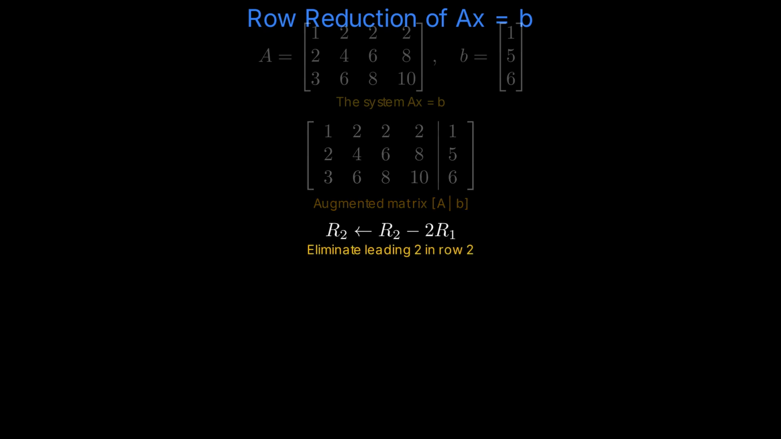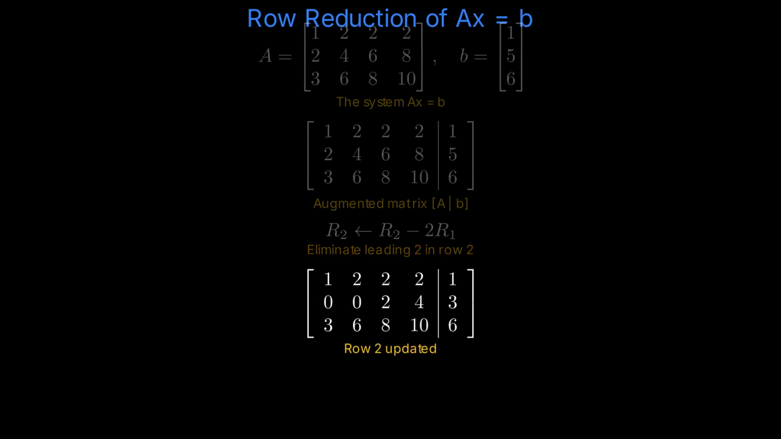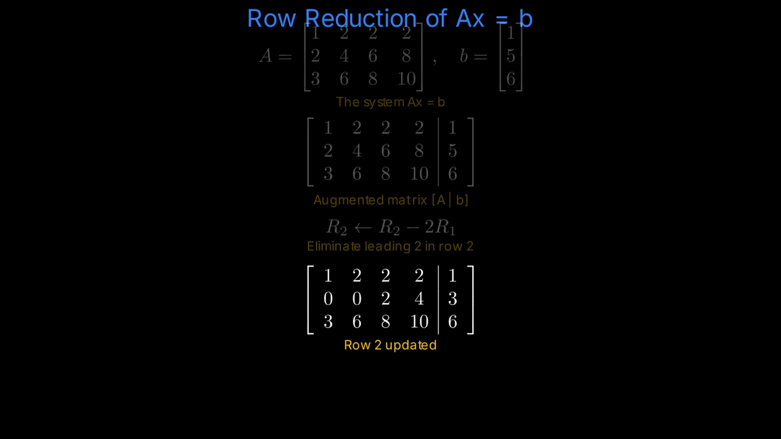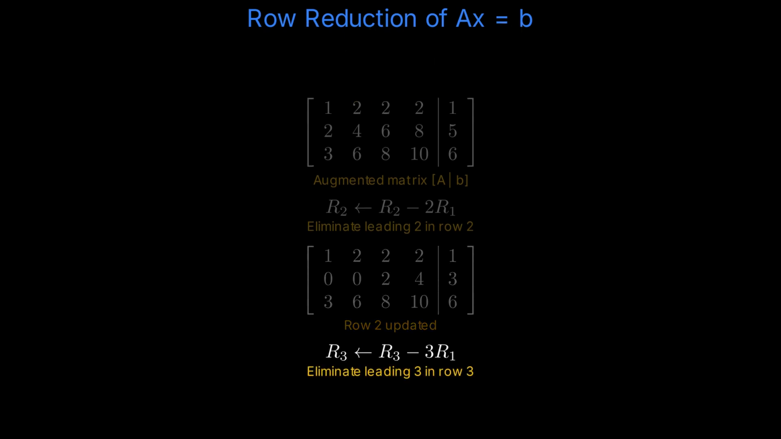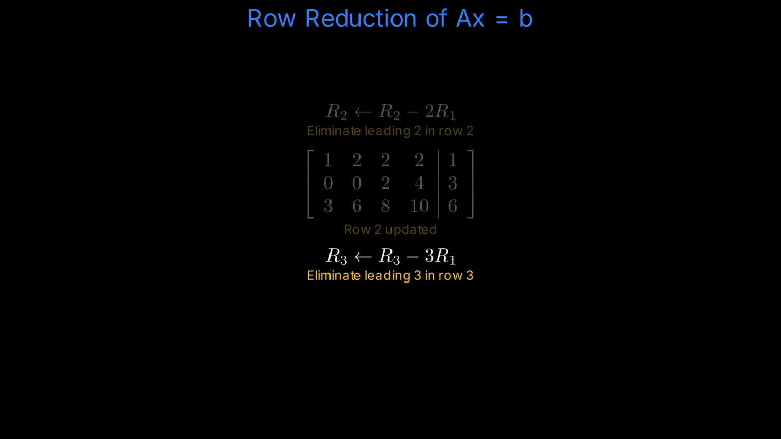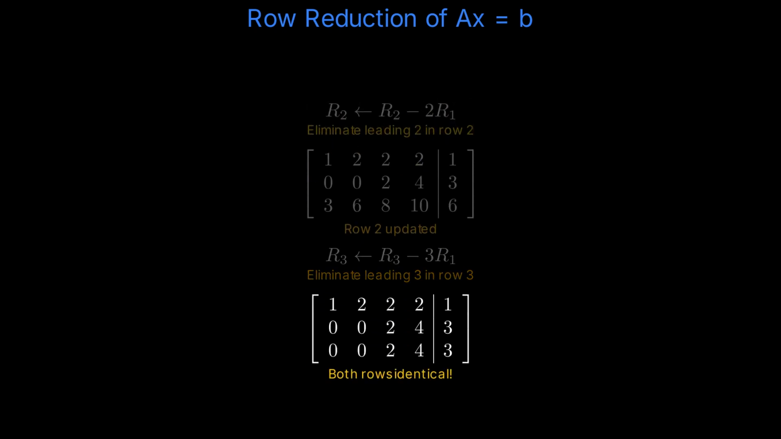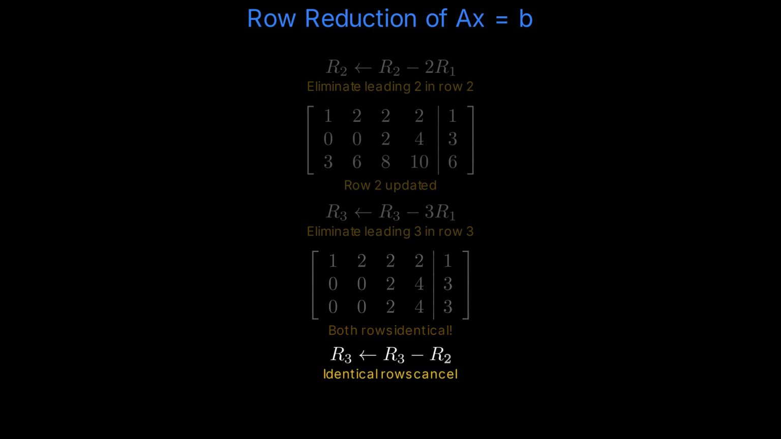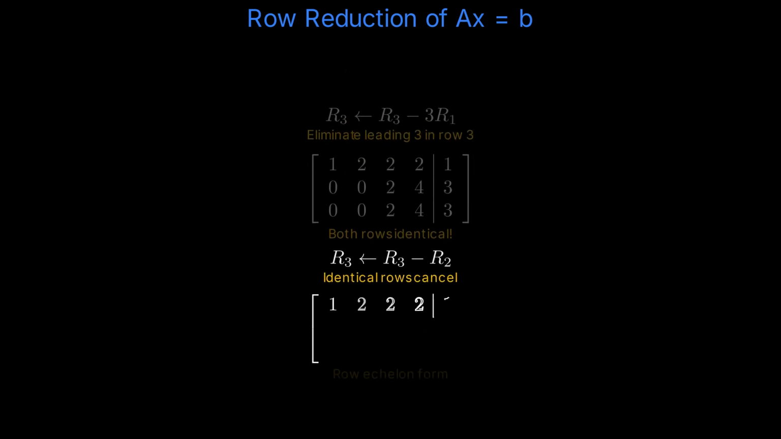First, subtract 2 times row 1 from row 2. So we get 0, 0, 2, 4 with augmented entry 3. Next, subtract 3 times row 1 from row 3. We also get 0, 0, 2, 4 with augmented entry 3. Notice both rows turned out the same. Now subtract row 2 from row 3. It vanishes completely, giving all zeros.